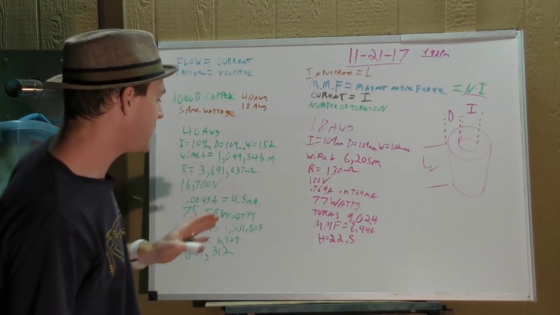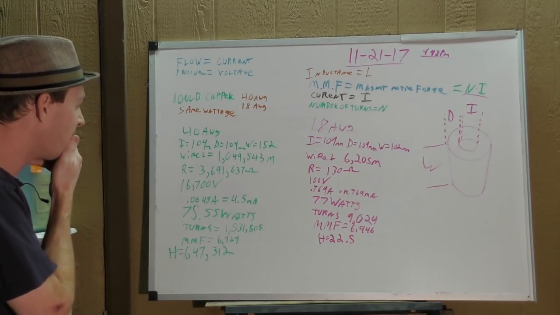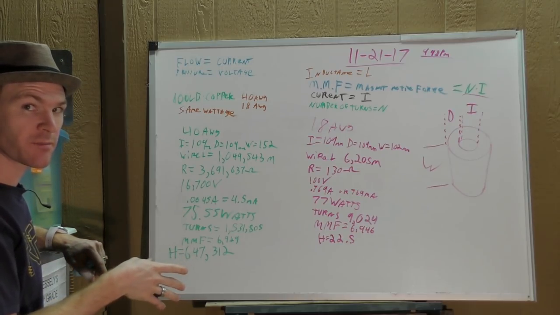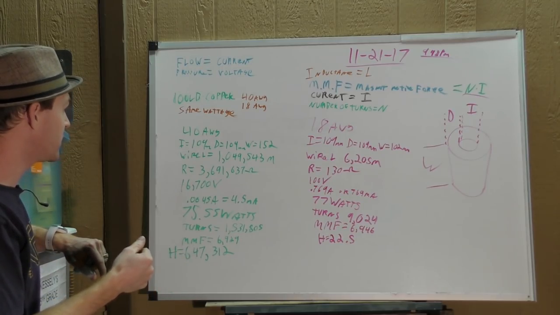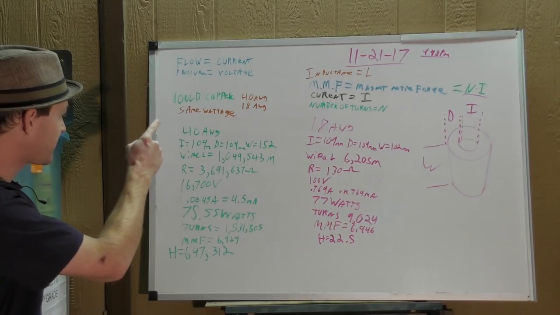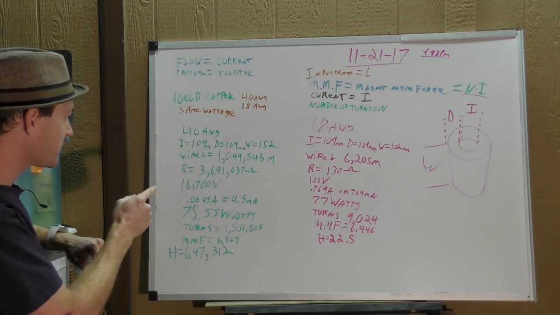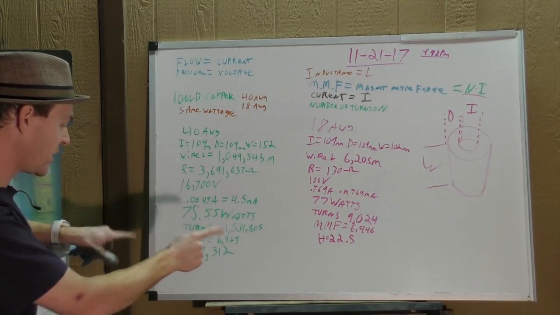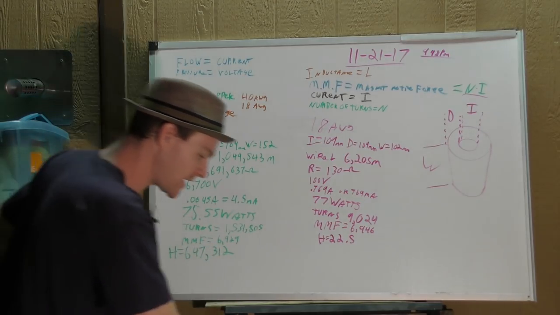Now, before I erase this, you guys should write a few of these numbers down so you have them to compare against my next coils. So again, we fixed the copper, we fixed the power, we used two different wires, we used the same magnetic flux, and we got a huge inductance. And what did I just read?